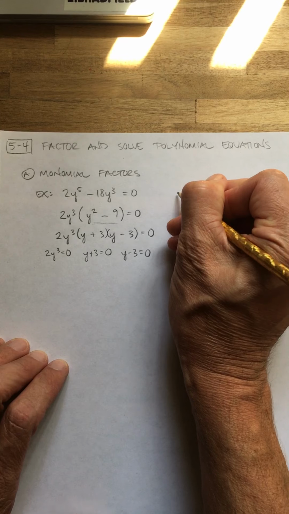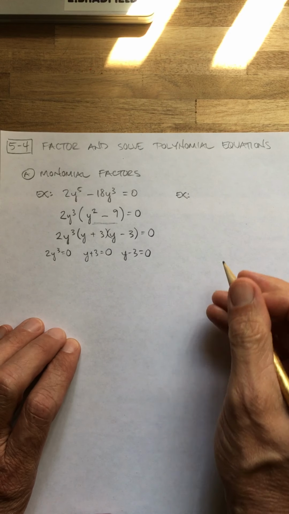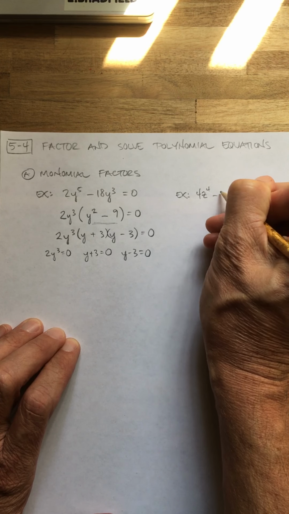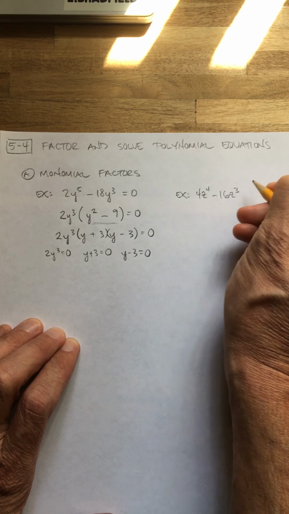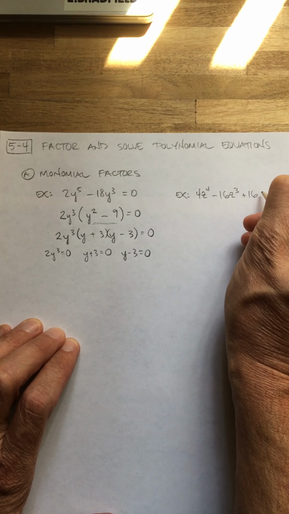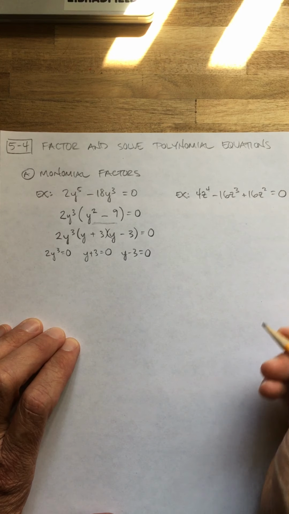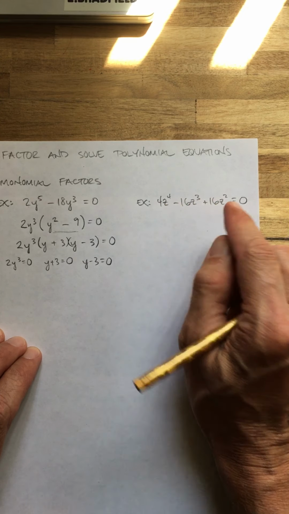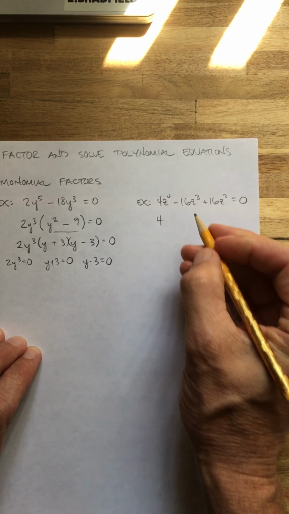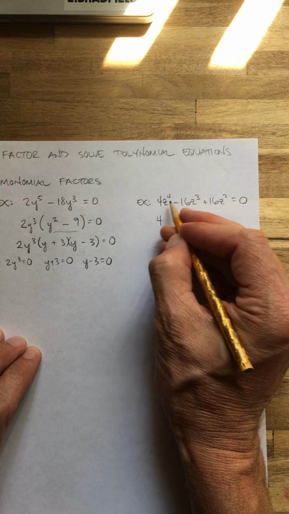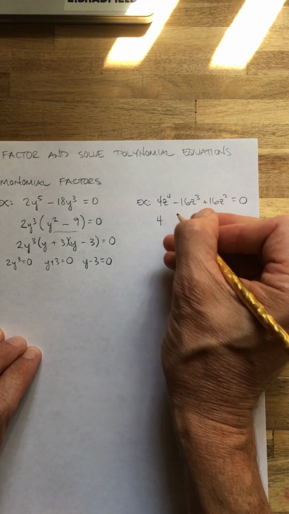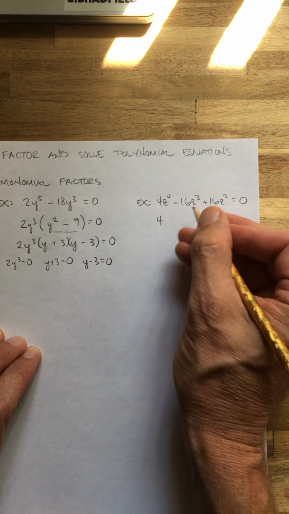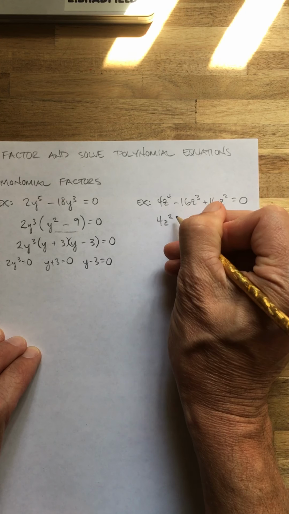Let me show you another example, all right? What if I have something like this, 4z to the 4th minus 16z cubed plus 16z squared equals 0, okay? So now we can look at each term here. They all have a 4 in common, okay? The biggest value of z that I can take out would be z squared, okay? Just a hint, the biggest one will always be the smallest one that you see, so z squared, okay?